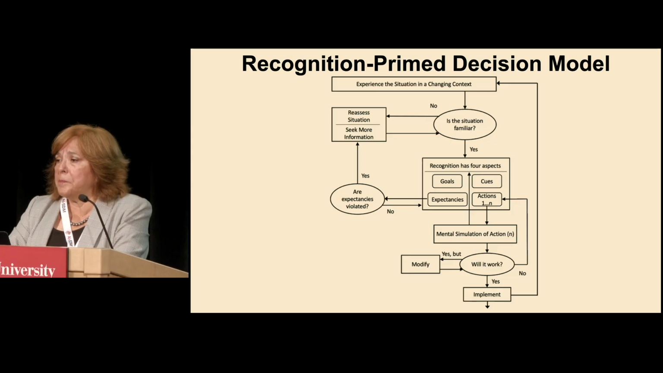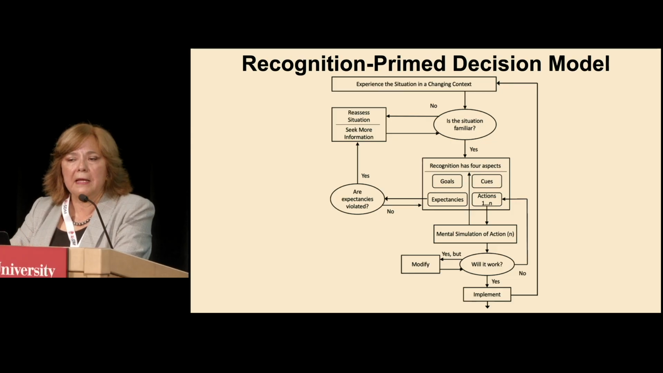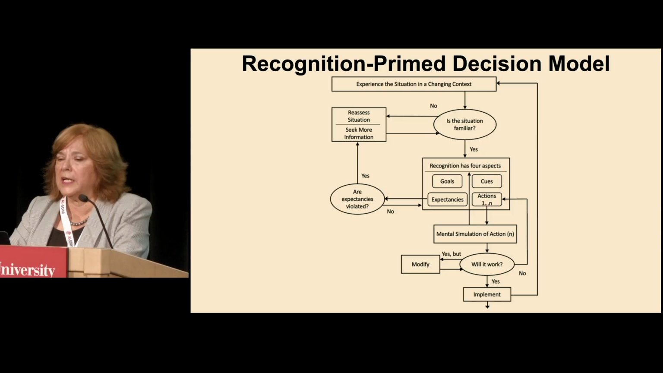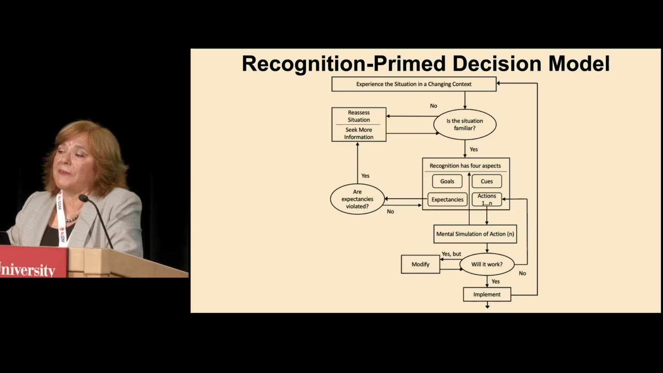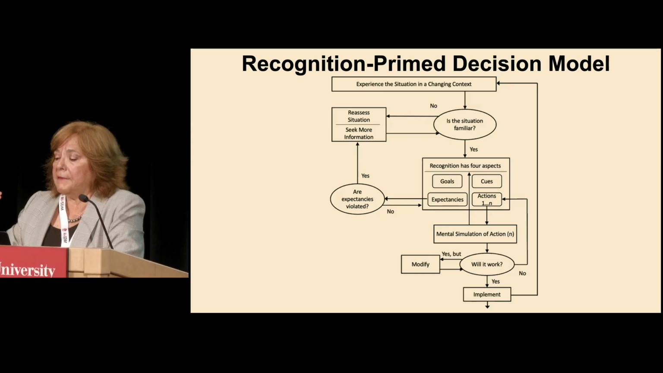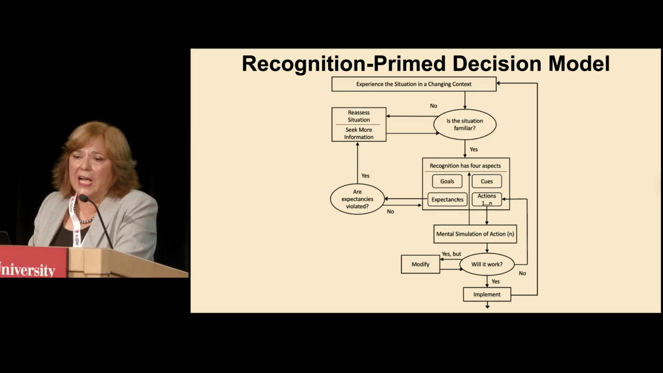And the recognition-primed decision model was very influential in my own work because it starts with the idea that, in fact, we look at similarities of situations in the world and what we have experienced in the past. And then his idea is, if the situation is similar, then we can look at the recognition of various aspects, the goals, the cues, the expectancies, and then we can do a mental simulation of potential courses of action.